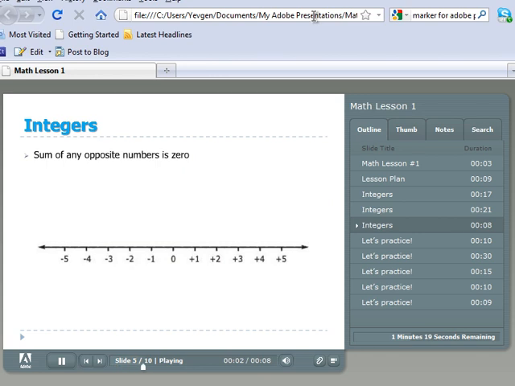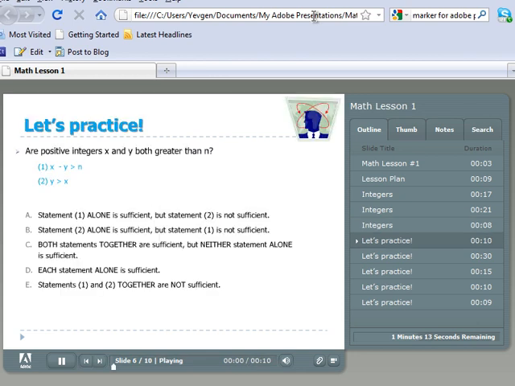The sum of any two opposite numbers is 0, such as 2 plus -2 equals 0. Now try to solve the following question. It is rather simple and should not take you more than a minute. Pause the video for about a minute or a minute and a half.